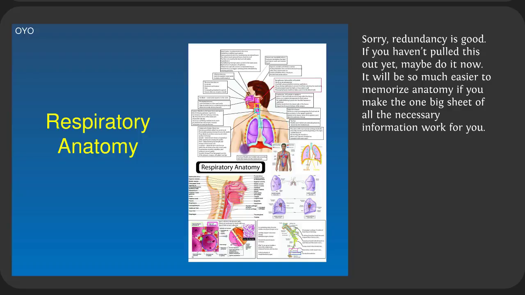So again, as redundancy, if you haven't pulled this out, maybe do it now. It's going to be so much easier to memorize the anatomy if you make this one big sheet of paper with all the necessary information work for you. So it'd be nice to be able to take the slides to make this big sheet of paper work for you. And then once you have this big sheet of paper working for you, this is the only piece of paper you have to study to get your respiratory anatomy down.